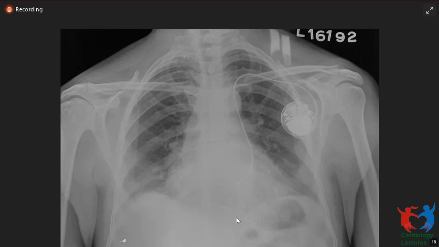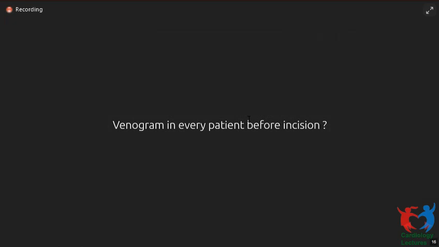So if you know the patient has an LSVC, it might be better to avoid going on the left side and do a right-sided implant. This is something which varies with how each center does it. You can consider doing this for every patient, at least in the early part of your practice. They do a venogram before the incision, so you know beforehand about venous patency and the presence of an LSVC.